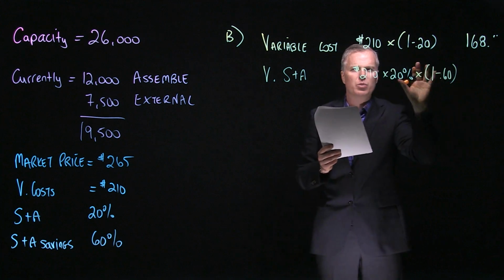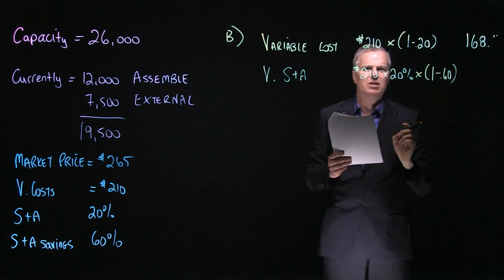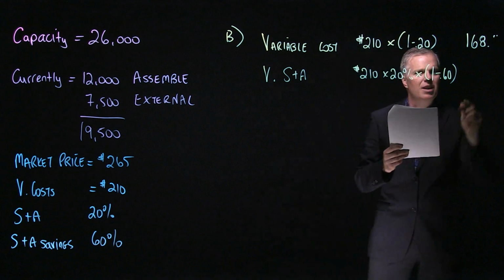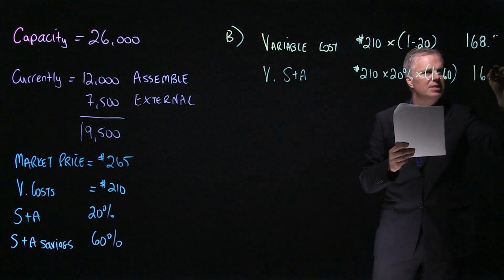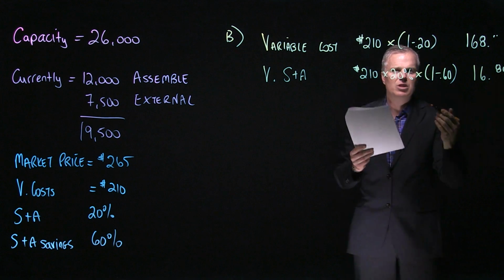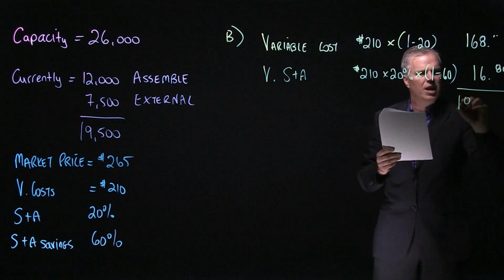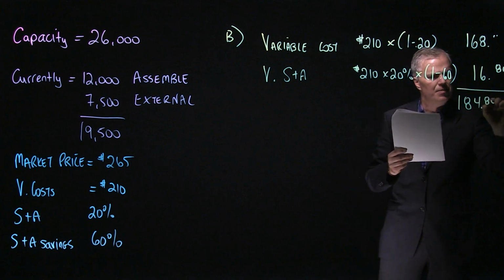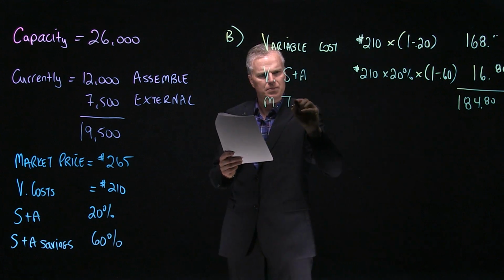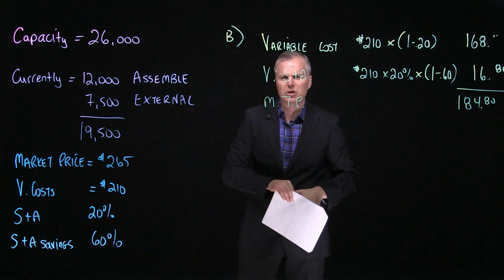40%, and this is the careful reading part. We're still going to incur 40% of that selling and administration, which is 20% of that number, 210. That means that we're going to have $16.80 of selling and administration costs, even though it's an internal transfer. That means that $184.80 is now our minimum transfer price. Now part C talks about our opportunity.